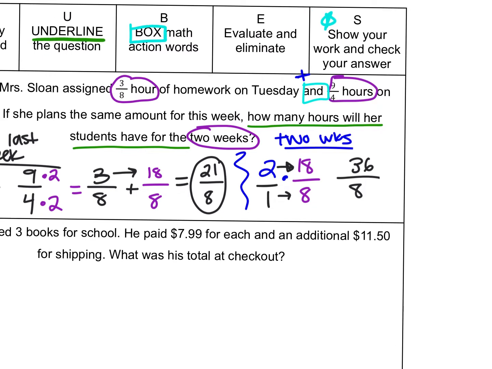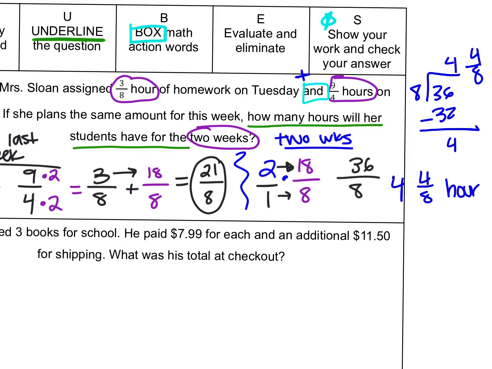There we go. Or 8 goes into 36 4 times. We're left with 4. So 4 and 4/8 of an hour. You can leave it as a mixed number, but to make it make more sense to us, so 4.5 hours.